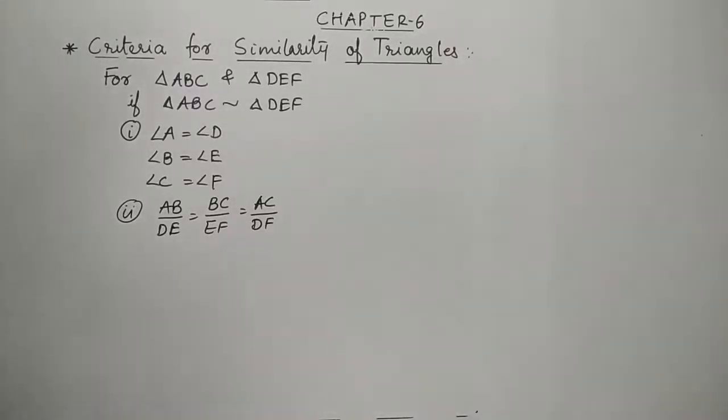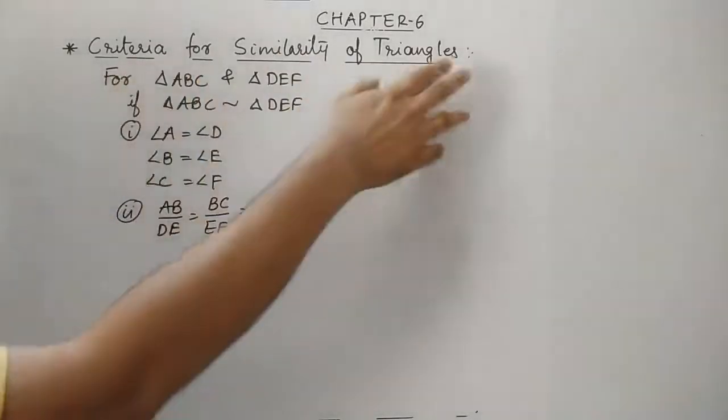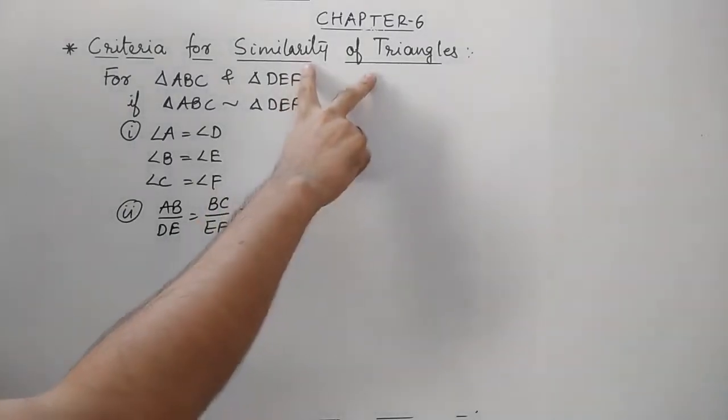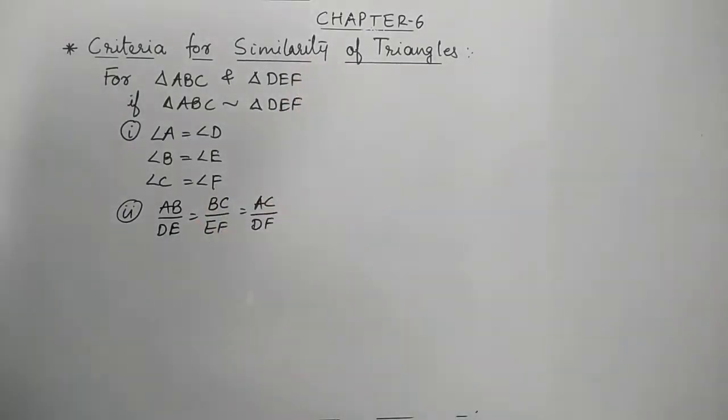Let's start with the new topic of this chapter, which is very important. You can see it's written: criteria for the similarity of triangles. We are very much familiar with the word criteria, which we discussed in the 9th standard. We discussed similar triangles in the previous videos of this chapter. So let us understand what the criteria are and what exactly is the meaning of criteria. We recall it and then discuss the criteria for the similarity of triangles.